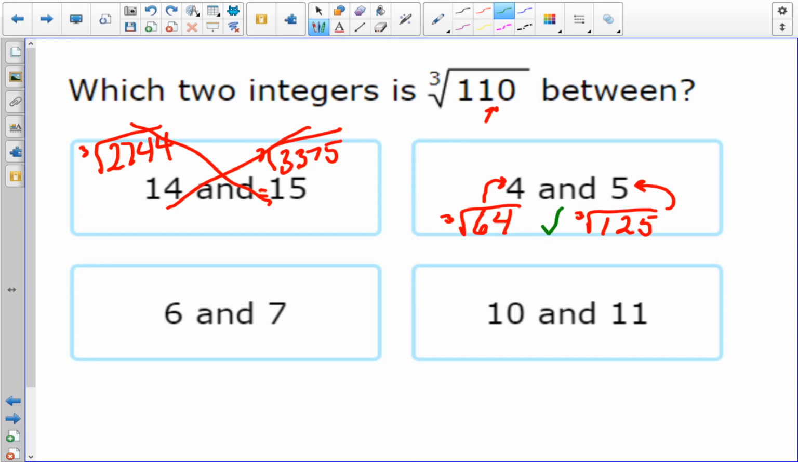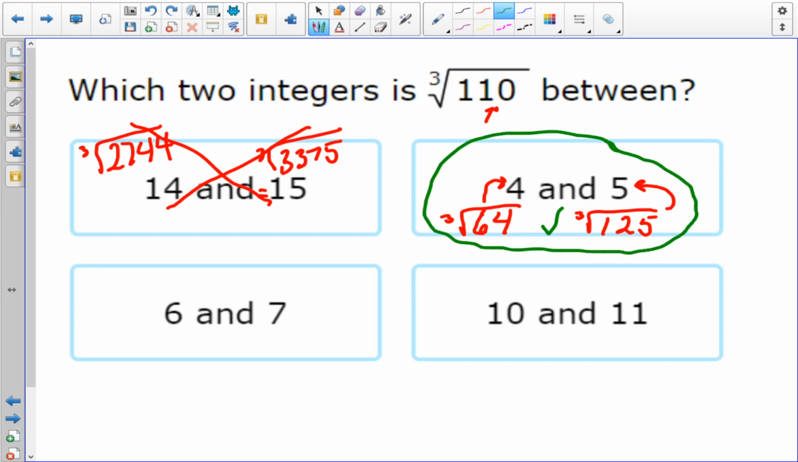So somewhere between 4 and 5, maybe 4.5, maybe 4.2. It's going to be an irrational number. It's never going to end and it's never going to repeat, but it's not a whole number, so it falls somewhere between 4 and 5.